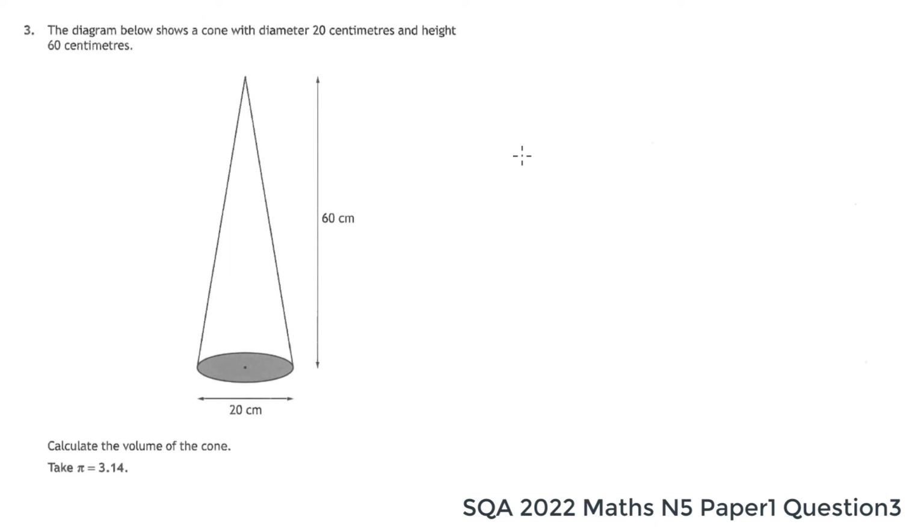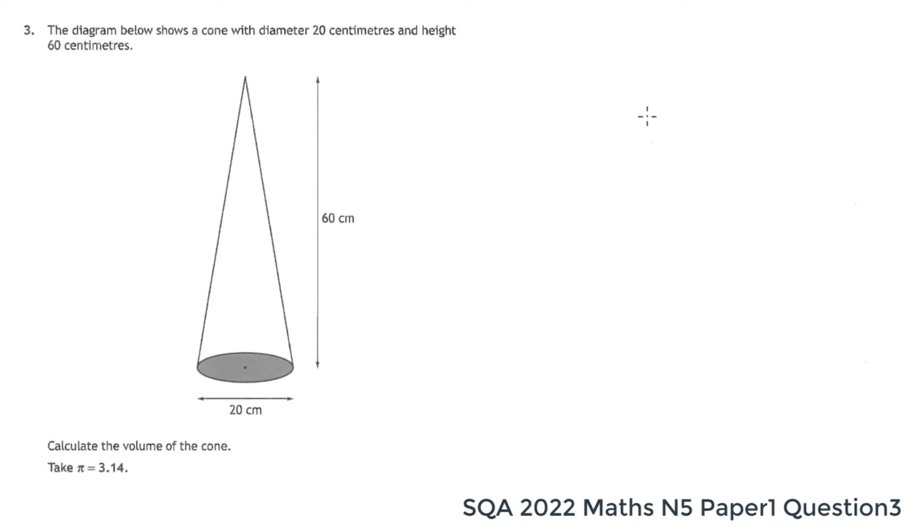Question 3. We've got a diagram showing a cone. We're given a couple of measurements in that cone, and we're asked to calculate the volume of the cone. Now they say pi is 3.14. That's what we have to use anyway. We know pi is not exactly 3.14, but we have to use that since we've no access to calculators.